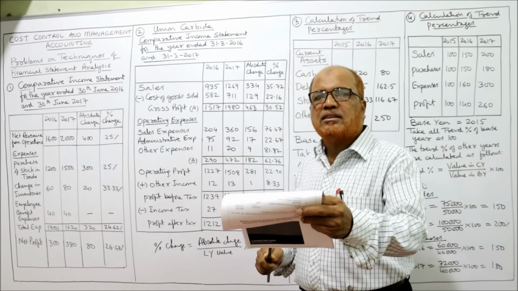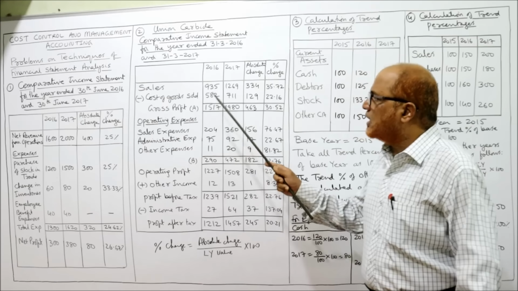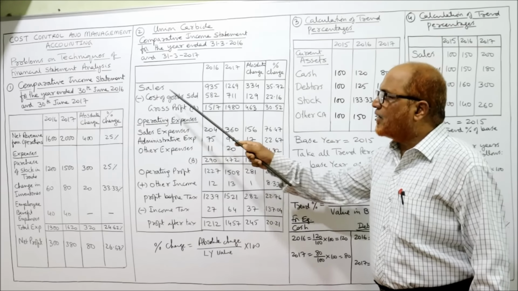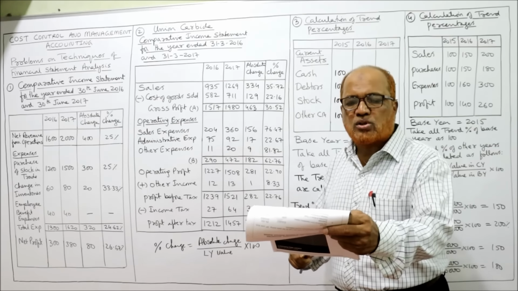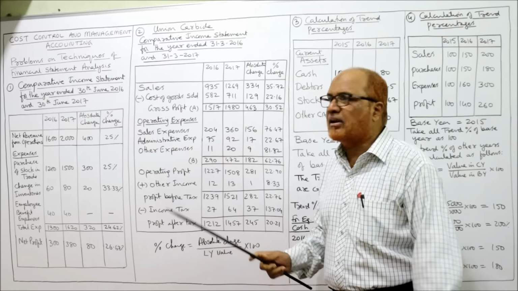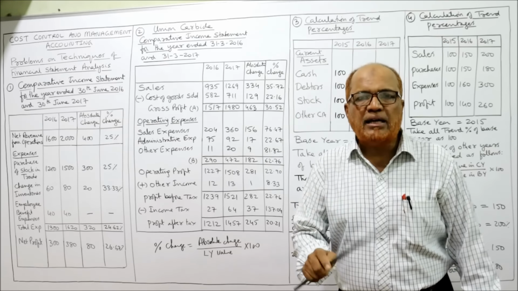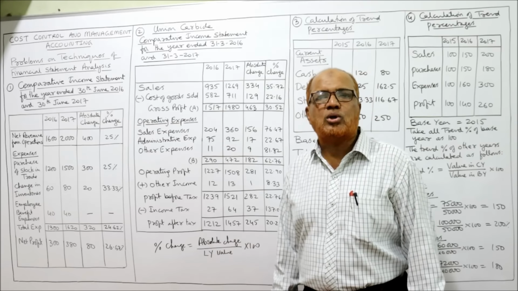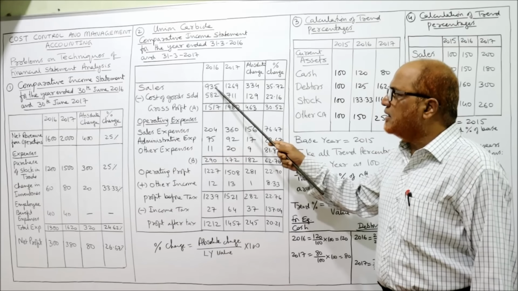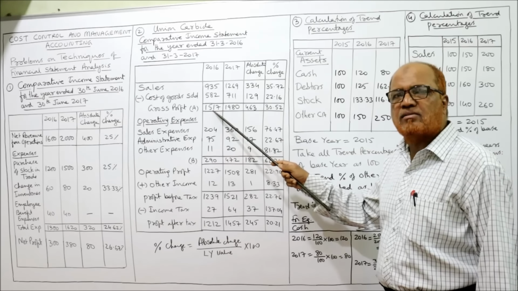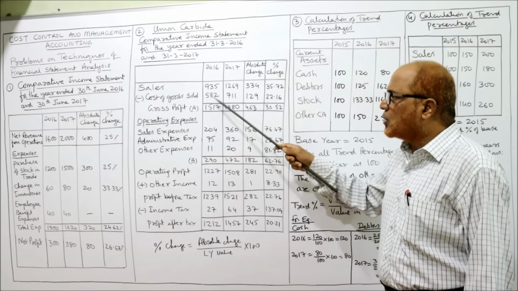Sales are 935 last year and 1269 current year. So here 935, 1269. From sales, we deduct cost of goods sold. So cost of goods sold is given 582, 711. Now remember here, sales minus cost of goods sold, you will get the gross profit. So here gross profit. Subtract 935 minus 582, you will get 1517. 1269 minus 711, 1980. This is the gross profit.